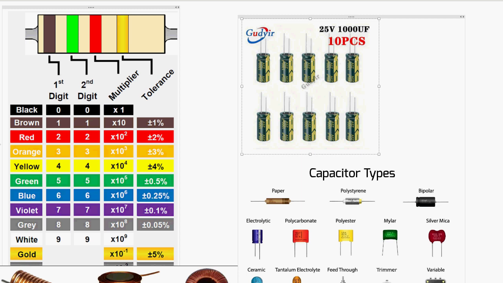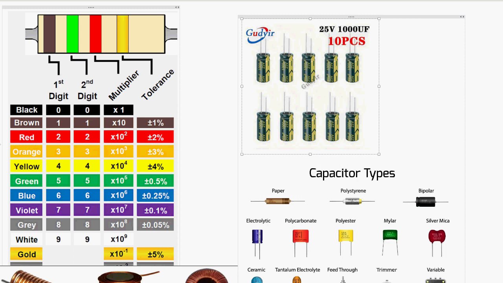For example, if the first one is brown and this green is 1, 5, and the red is 10 to the second, so it's going to be 1500. So this resistor value is 1.5K, right?